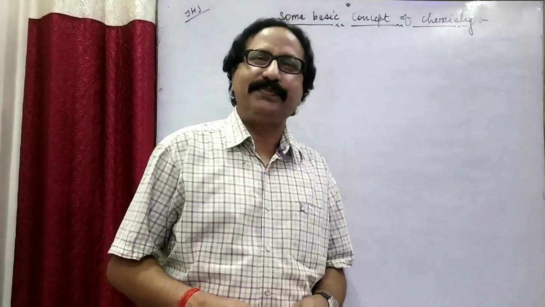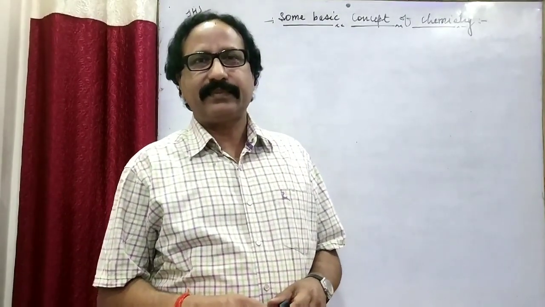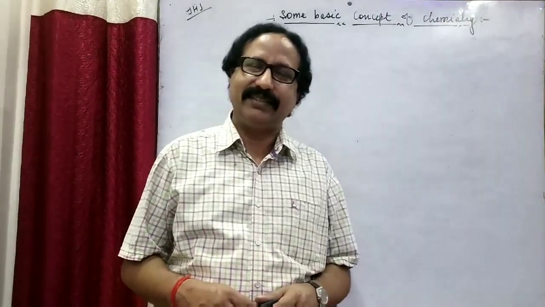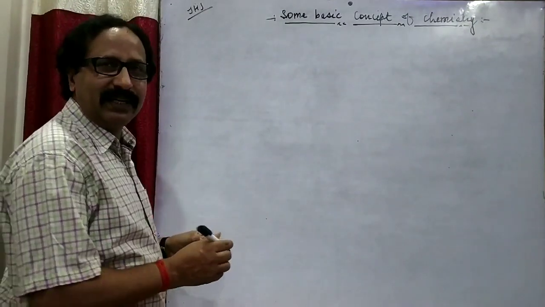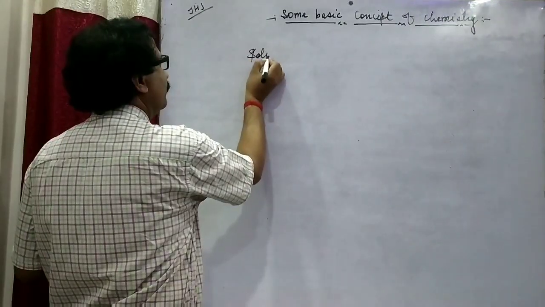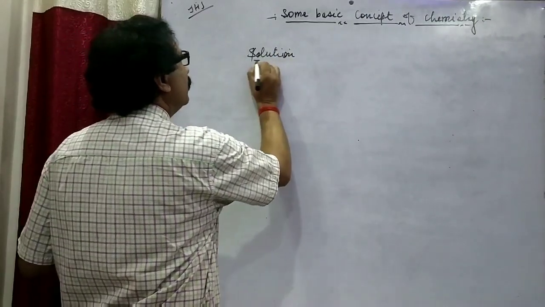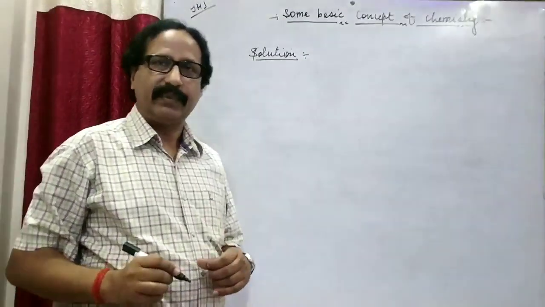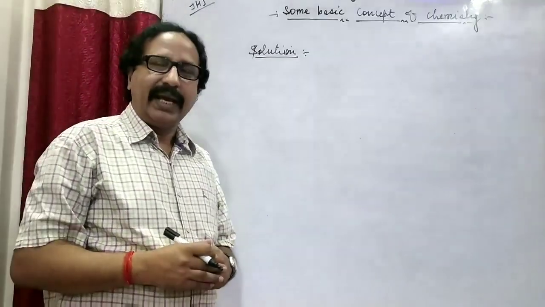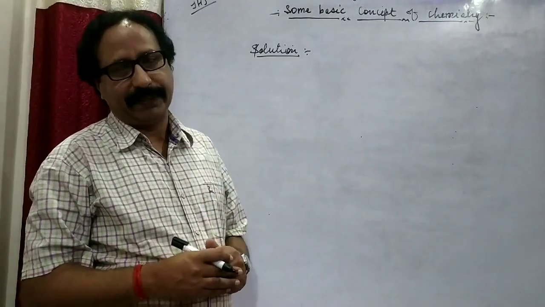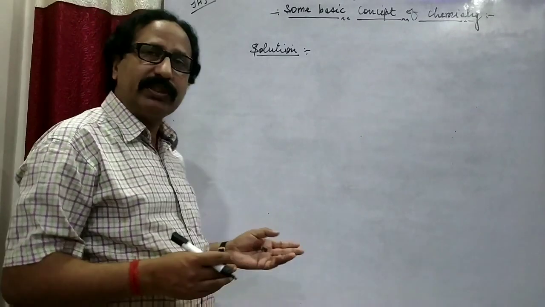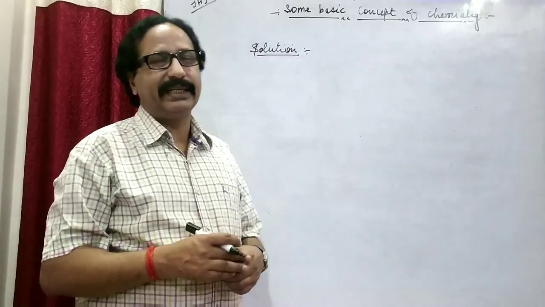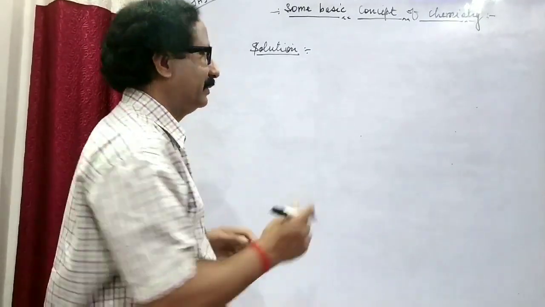Dear students, in this lecture I am going to discuss some basic concepts of chemistry, and first of all about solution. Solution is a homogeneous mixture of solute and solvent. It is translucent and it can easily filter through parchment paper.